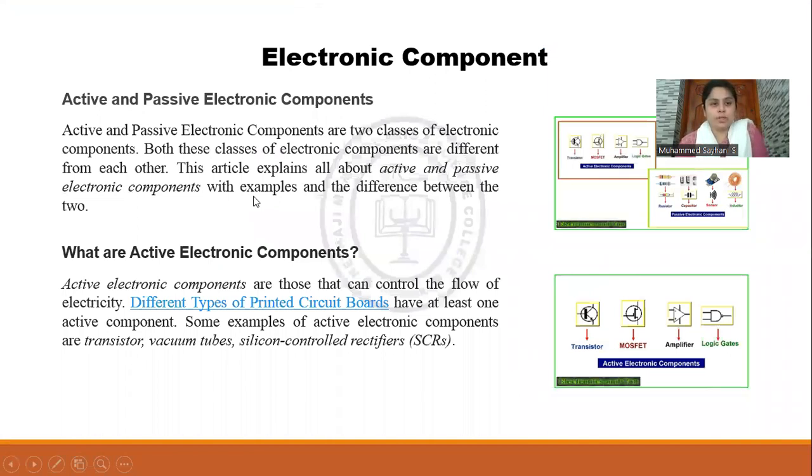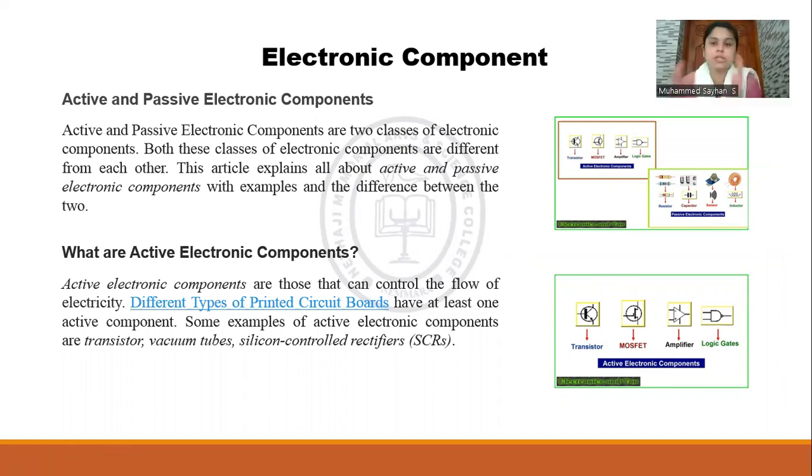What are electronic components? Electronic components are divided into mainly two types. We know electronic components are resistors, inductors, capacitors. All these electronic components are divided into mainly two categories, that is active and passive components. What are active and passive components? The total electronic components are divided into two classes, that is active components and passive components.